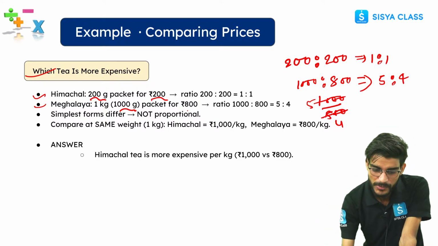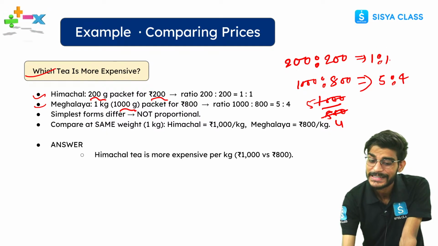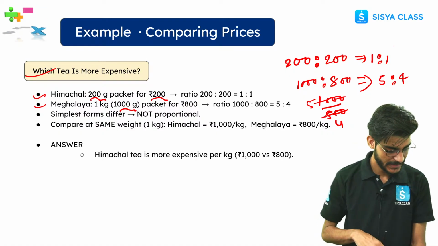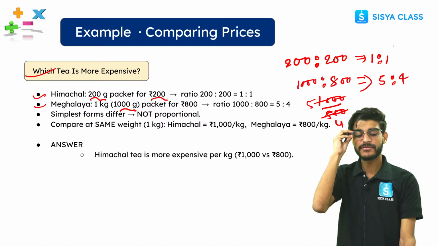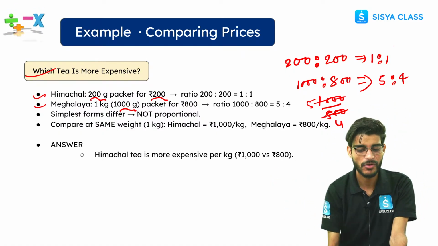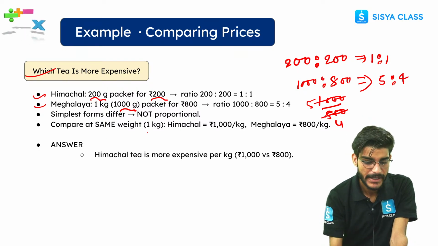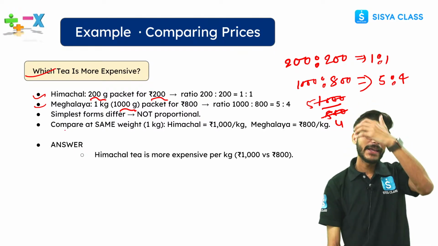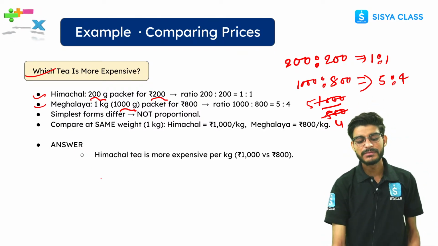Now this is not proportional, obviously, because the simplest forms are not the same. This is what I taught in the previous slides, right? If the simplest forms are not the same, the ratios are not proportional. Now compare. What do you have to do? The question is asking which one is more expensive, right?